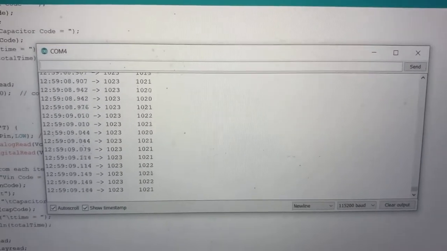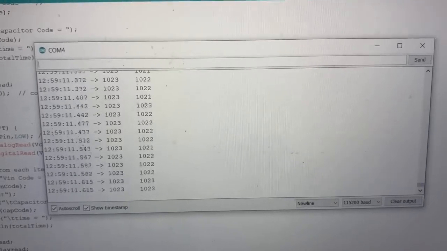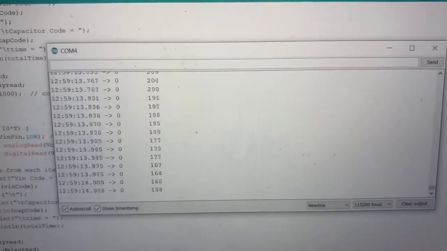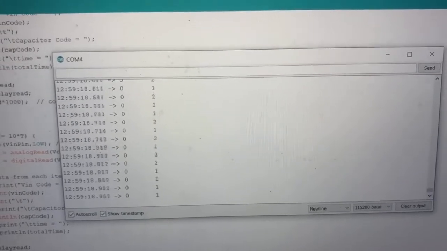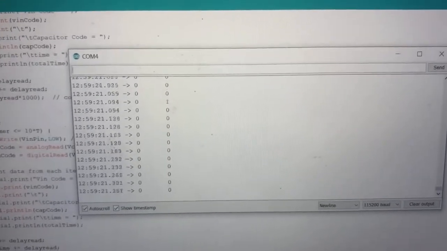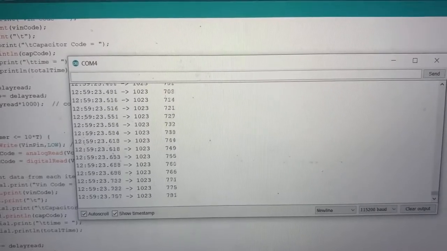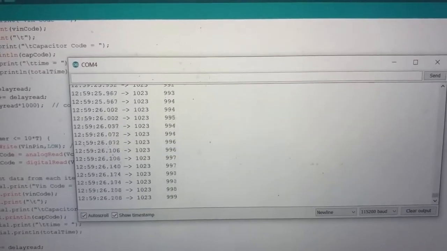You can see the voltage across the capacitor on the right approaching that 1023 value. And then after the 10 times tau period, it approaches 0, which is what the Vin value is set to during that while loop. And it keeps going on forever, just like that.